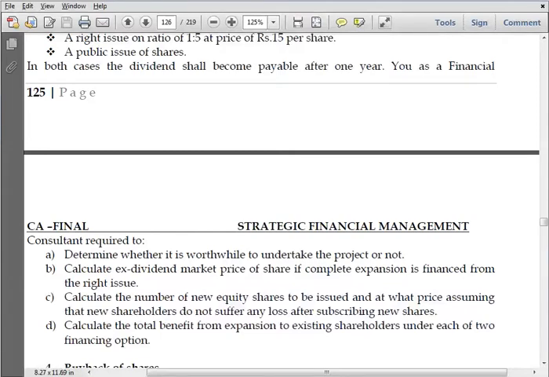Next point, let us assume the issue price to be Y, and the number of shares allotted to be X.